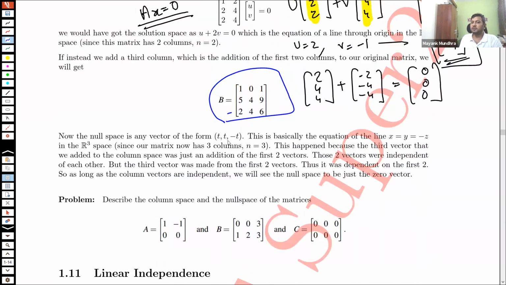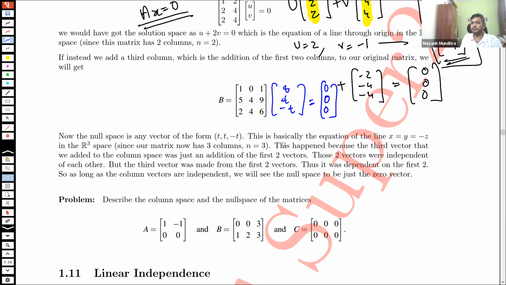So not just (1, 1, -1) in this new matrix, which I called A prime earlier, or you can call it B. All vectors of the form (t, t, -t) are going to be in the null space of A. So basically, B times (t, t, -t) is going to be (0, 0) for all t values.